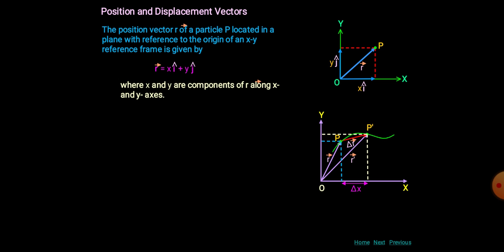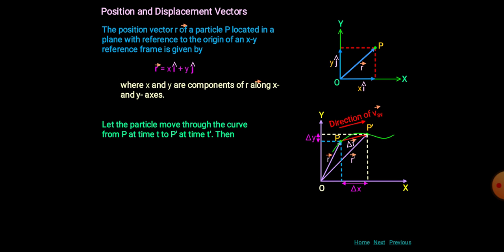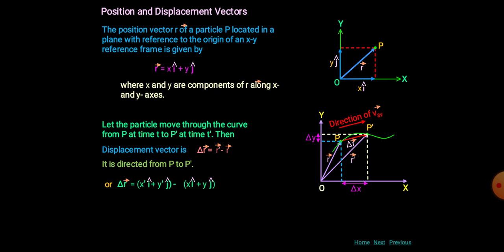So we can write the equation for delta R. You can see the delta R is R dash minus R, and here the displacement is from P to P dash. Here we can write delta R is equal to, we already studied about R. R we can write as x i cap plus y j cap. Same like that, R dash we can write as x dash i cap plus y dash j cap. Obviously delta R will be x dash i cap plus y dash j cap minus x i cap plus y j cap, and here we can write it is nothing but delta x i cap plus delta y j cap.